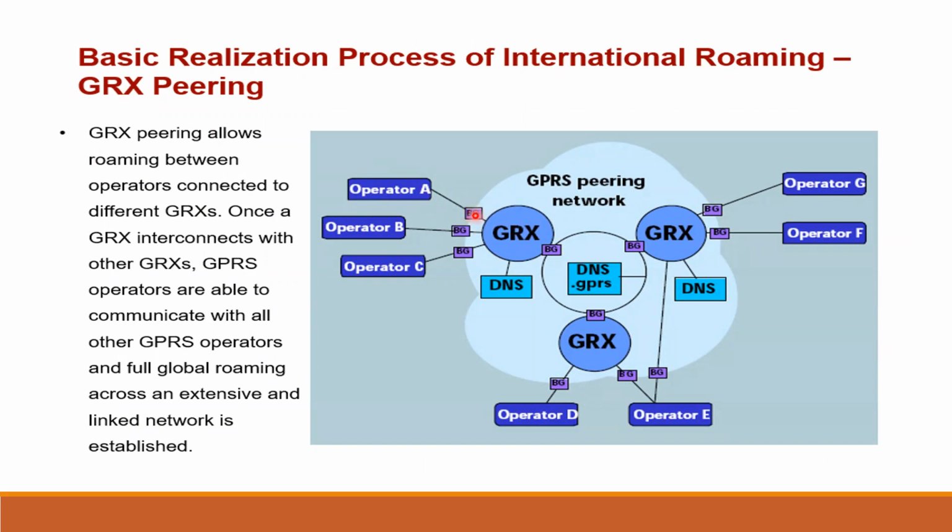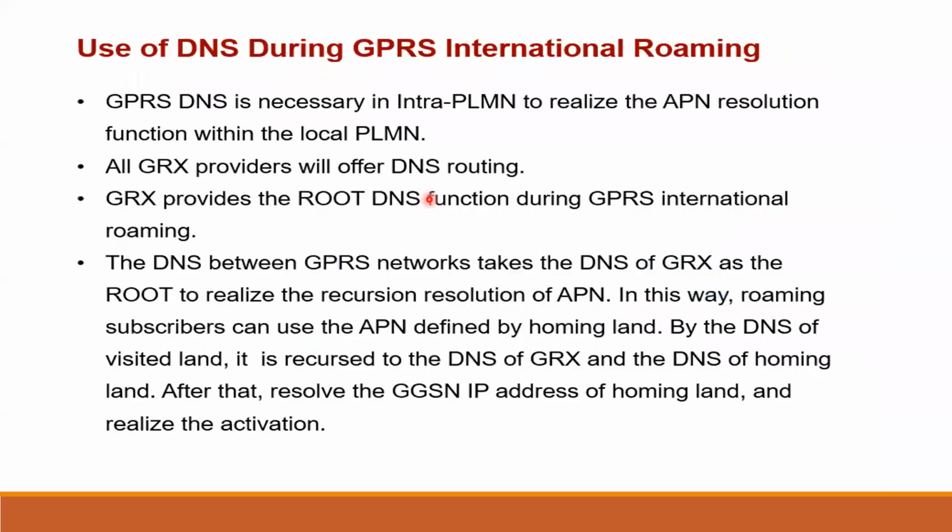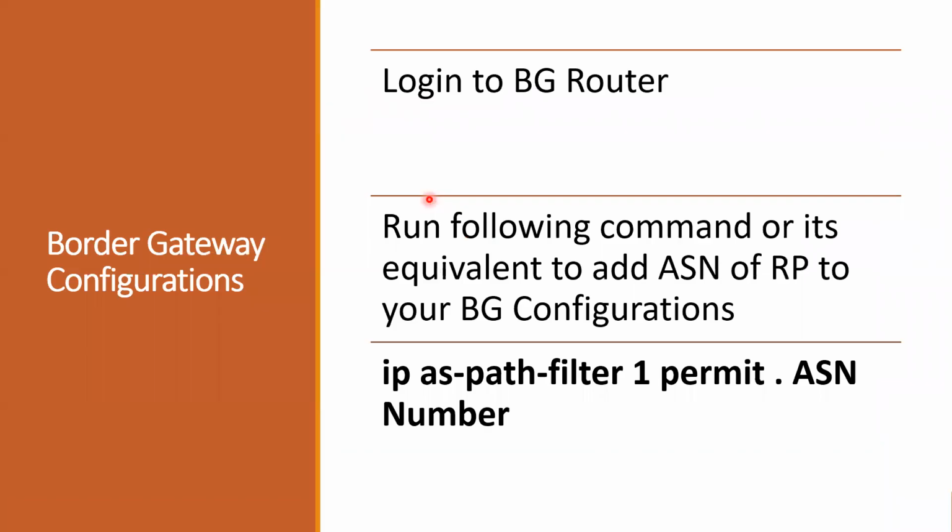So in order to have any communication outside your network, all communication must go through this border gateway. In order to allow a user of operator G to perform international roaming in operator A, we need to allow the configurations of operator G on this border gateway as well. On the border gateway, basically what we add is the ASN number.